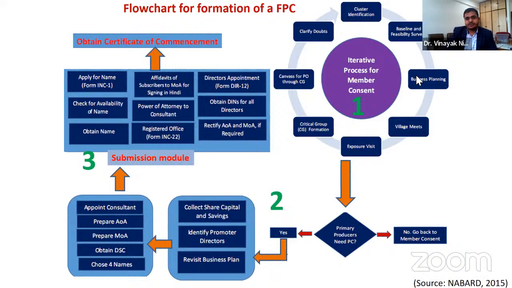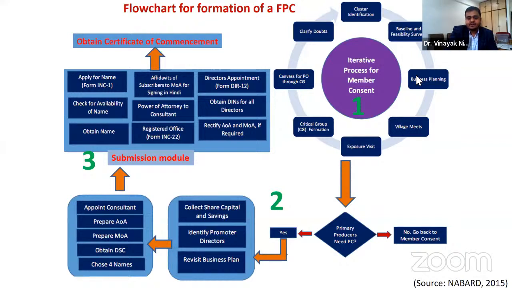If you want to start a farmer producer company, what can be the steps? Broadly, the whole process of formation can be categorized into three parts. First, it's an iterative process where we take the consent of the members. We have to identify the clusters. The Government of India has already identified clusters as per One District, One Product. Suppose in Nasik district grapes is the major crop, then the government will declare it a cluster for grapes. When we start the process for an FPC, we have to identify the cluster in our district, and based on that we can make business plans.